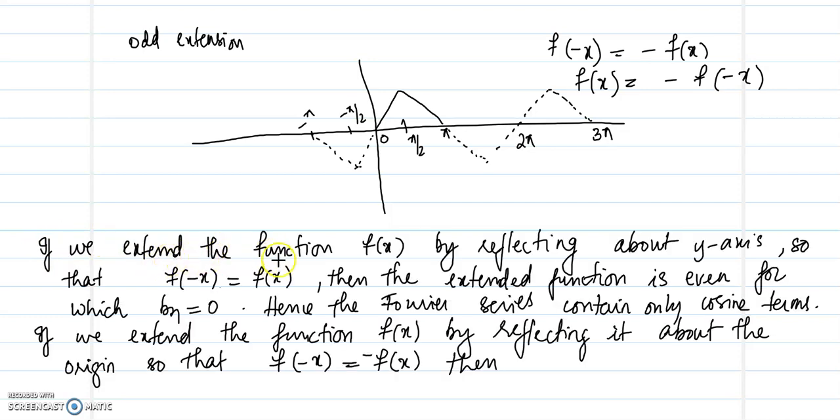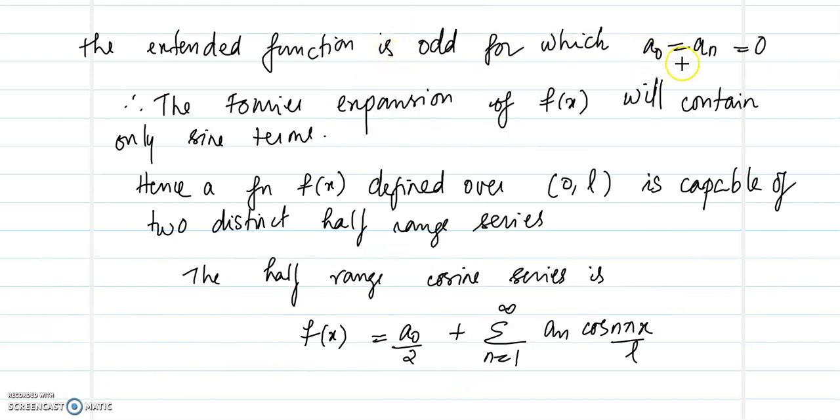So extend the function f of x by reflecting about the y-axis. We will be getting an even function. That is, we will be using the extension f of x equal to f of minus x. Then the extended function will be even. Now for an even function, Bn will be equal to 0, so the Fourier series will contain only cosine terms. And similarly, if you extend the function f of x by reflecting it about the origin, so that f of minus x equals minus f of x, then the function is odd, and in that case a0 and an will be 0. So the Fourier expansion will contain only sine terms.